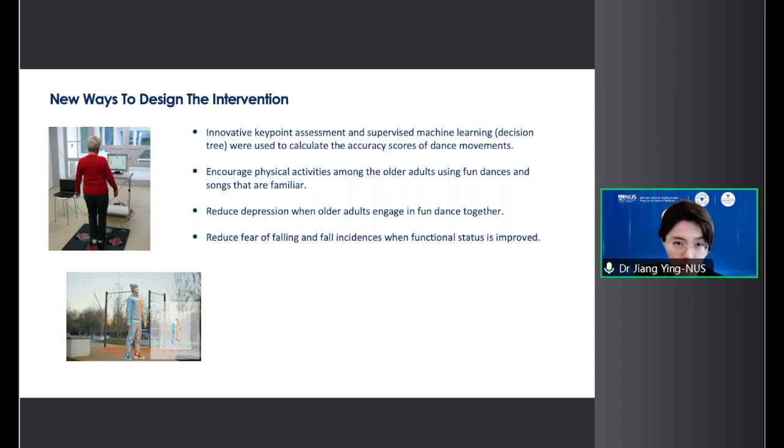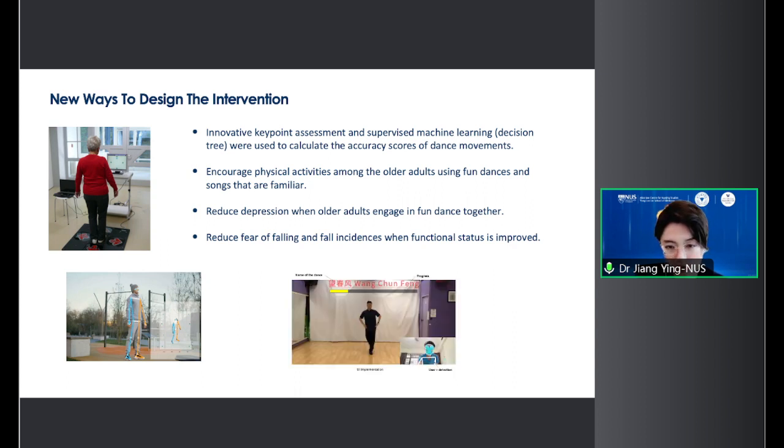Yeah, this is by machine learning. So we want to use supervised machine learning to check the key points assessment. Actually, we use a decision tree to calculate the accuracy of the score based on dance movement. So therefore we can have something like this, so that it can be a new way of designing the game.